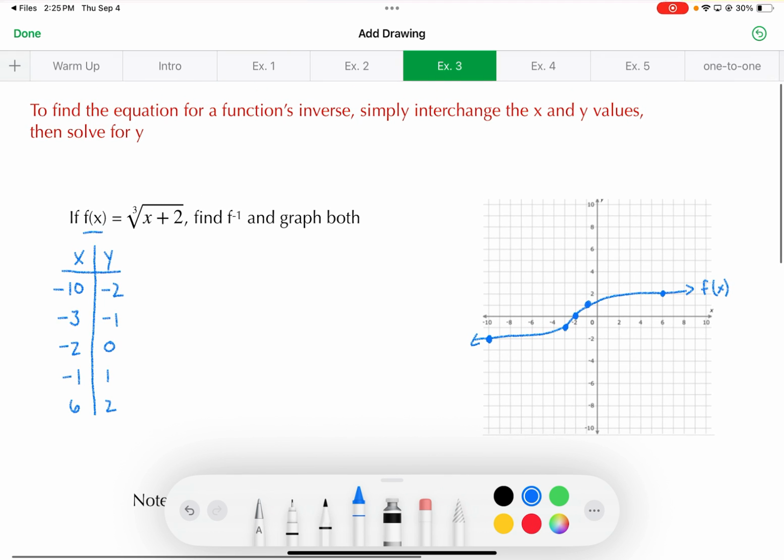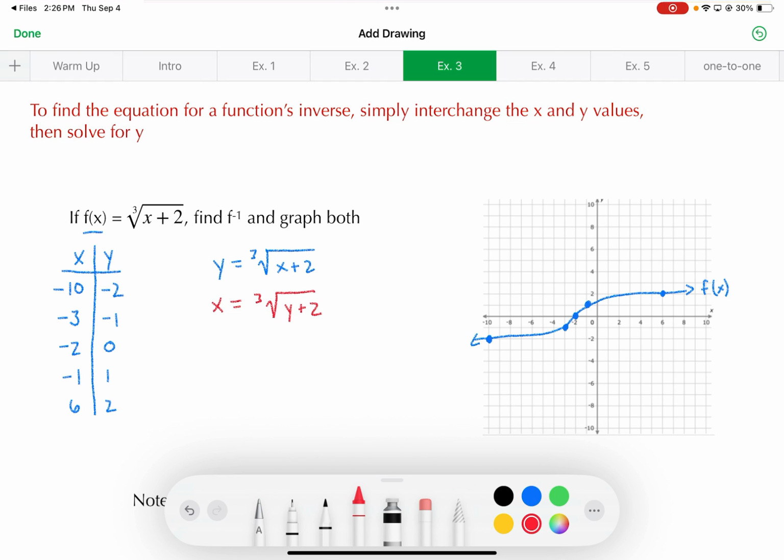All right, now to find the equation for this function's inverse, I'm going to switch the x and the y values in the equation and then solve it back for y, okay? So remember, f of x, that's the same as y, right? This is the original function. Okay, now I'm going to pick a different color here because what I'm about to create is now a new function. This is x equals the cube root of y plus 2.